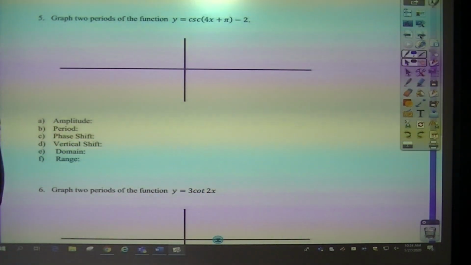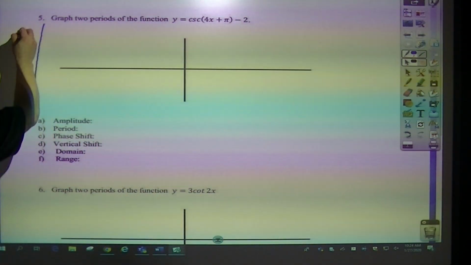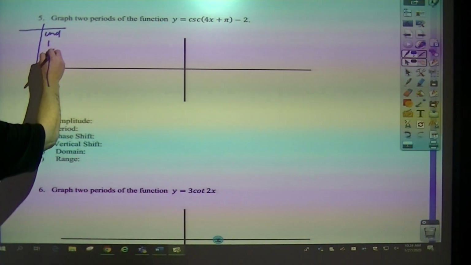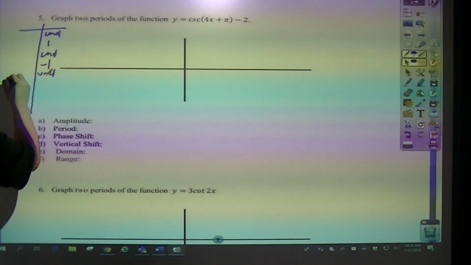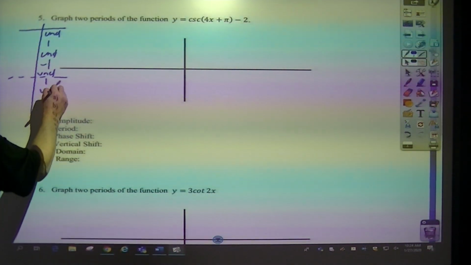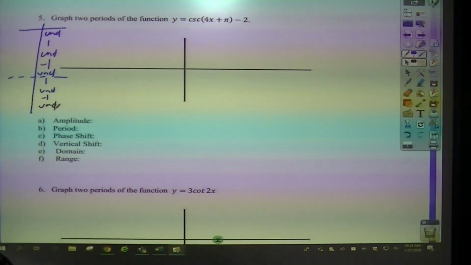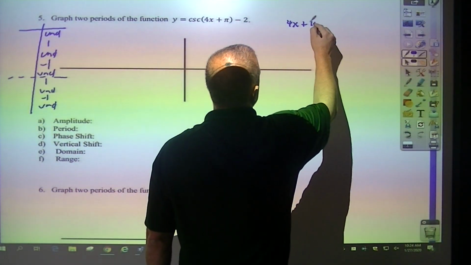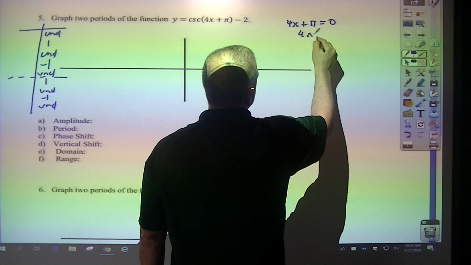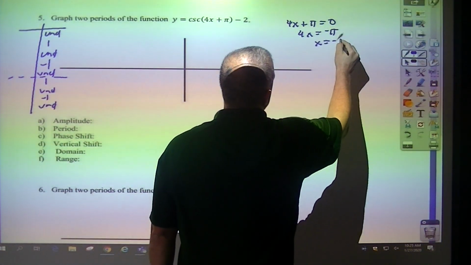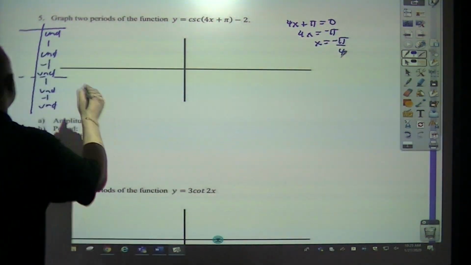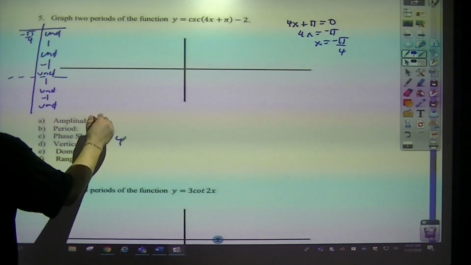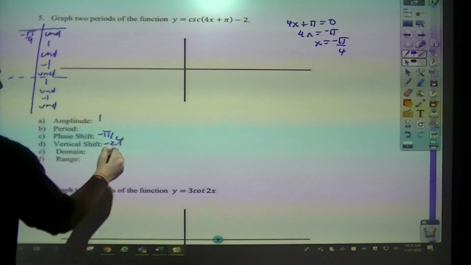All right, cosecant. The convenient part there is my values are still undefined, 1, undefined, negative 1, undefined. Draw the line, 1, undefined, negative 1, undefined, okay? Now this is easy because that's going to be set equal to 0, so 4x equals negative pi. My first is negative pi over 4. That's also my phase shift.